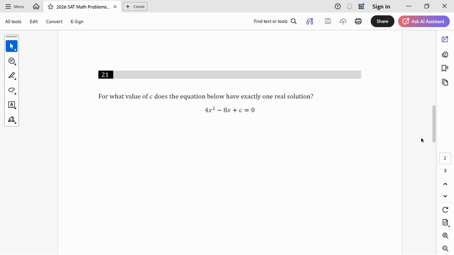Say we have this question. For what value of c does the equation below have exactly one real solution? So 4x squared minus 8x plus c equals 0. They're asking, when does this expression on the left equal 0? So this, again, is an excellent problem where we can use Desmos. So we're going to take this and type this into Desmos. We're not going to do the equals 0, and I'll explain why when we get to Desmos.